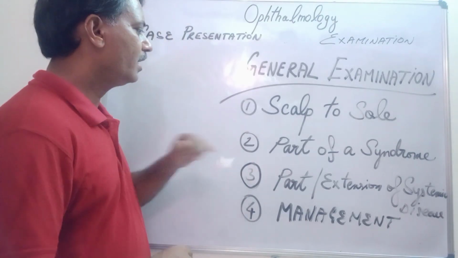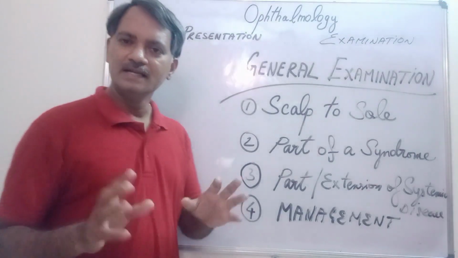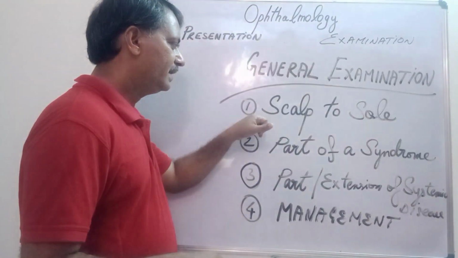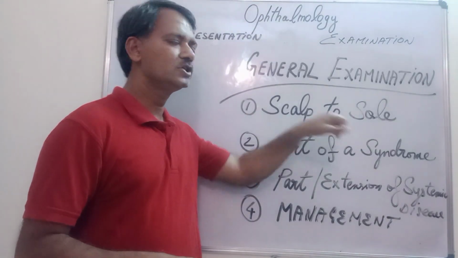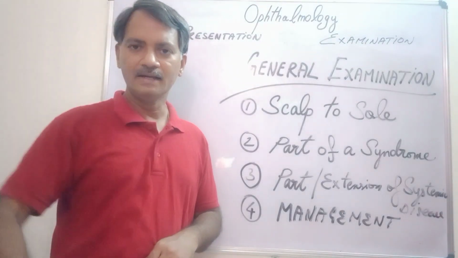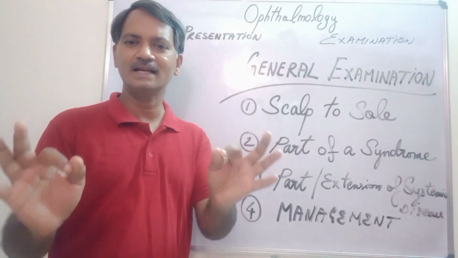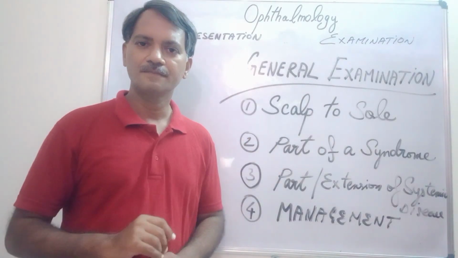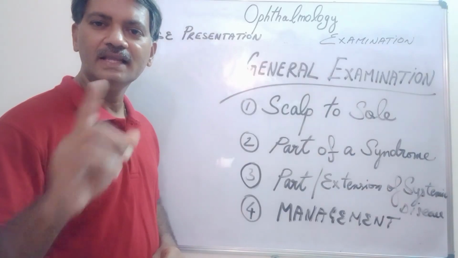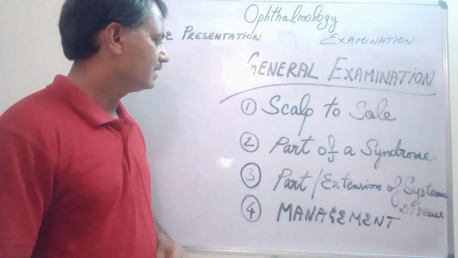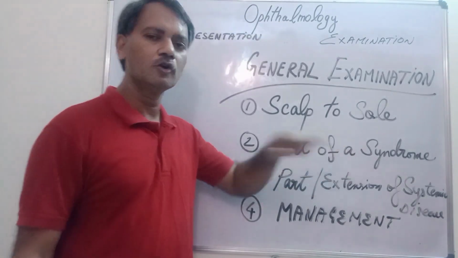For the following points, general examination is very important to be done from the scalp to the sole. You have to start from the head and end at the foot. Complete general examination is a must. Because the disease you are dealing with in the particular organ, that is the eye, may be a part of a syndrome.